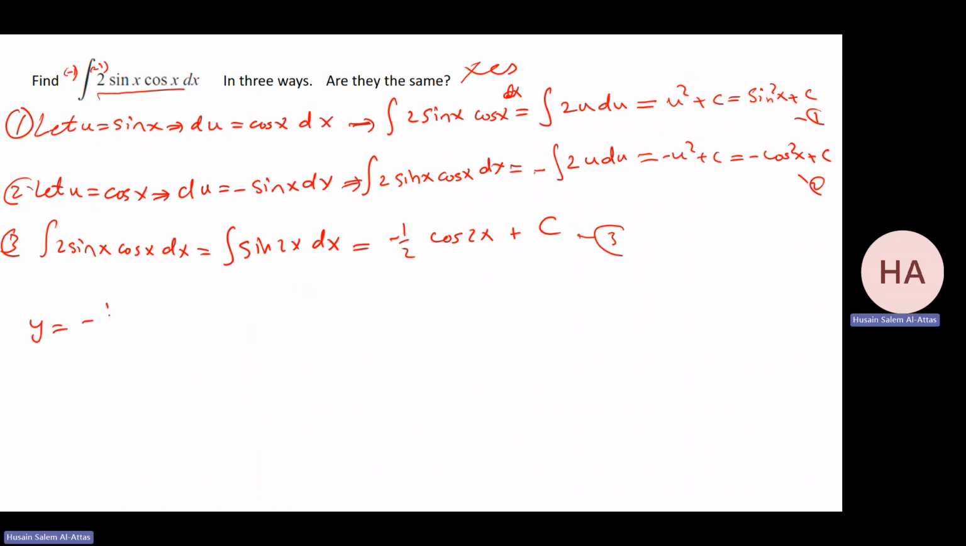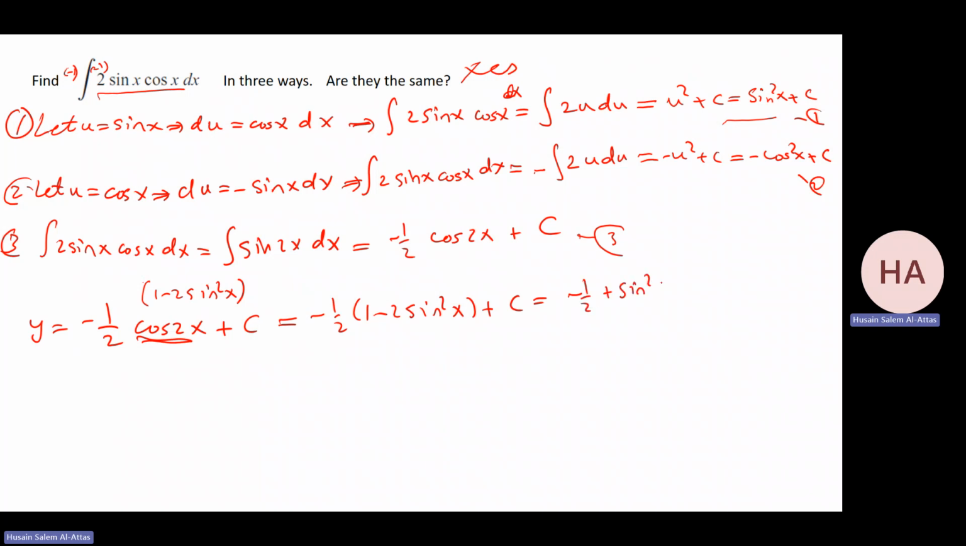If the answer is minus half cosine 2x plus c, that gives me what? Cosine 2x has many formulas. To get one, I will write the formula related to sine square. That will be 1 minus 2 sine square x. So that will be minus half times 1 minus 2 sine square x plus c, which is minus half plus sine square x plus c. These two, I can make them 1 c. So that will be sine square x plus c, which is this one.